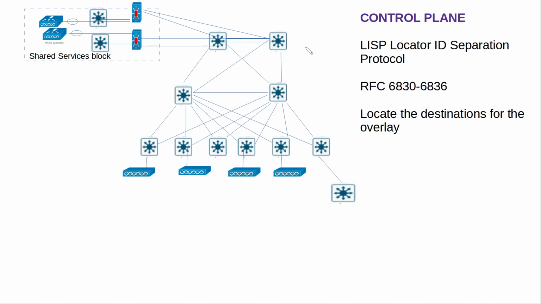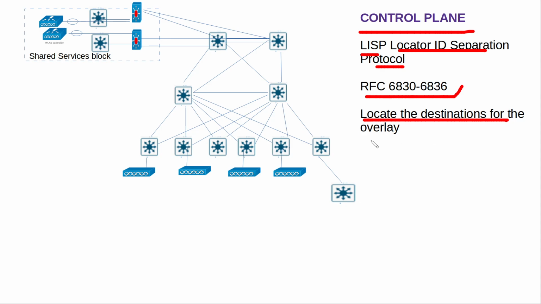Let's talk now about what is the fabric control plane. If you want a short answer to the question, what is the fabric control plane? LISP. LISP means Locator ID Separation Protocol. It is defined in a set of RFCs. That means that this is a standard. And LISP will help me to locate the destination for the tunnels that I will be creating in the overlay.